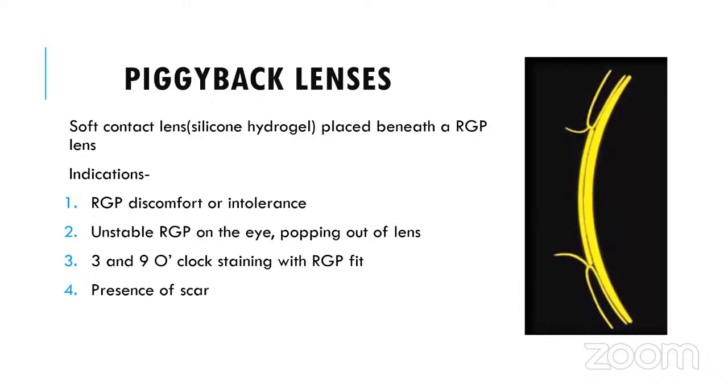Then the piggyback lenses. A soft contact lens, silicone hydrogel, is placed beneath an RGP lens. Indications are when the RGP lens causes discomfort or intolerance, then unstable RGP on the eye popping out of the lens, 3 and 9 o'clock staining with RGP fit, and the presence of a scar.